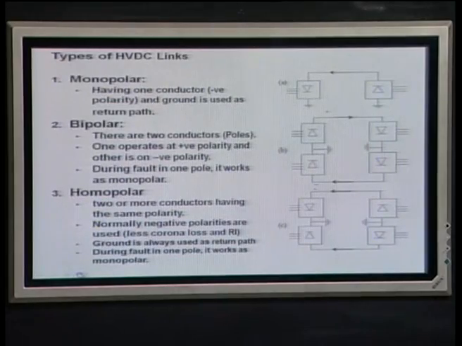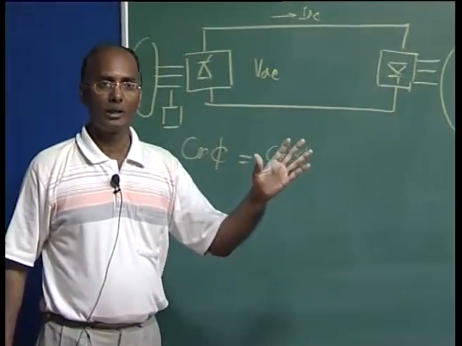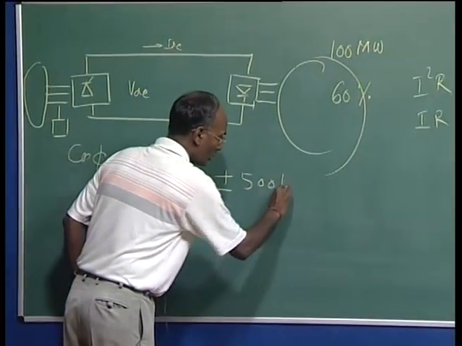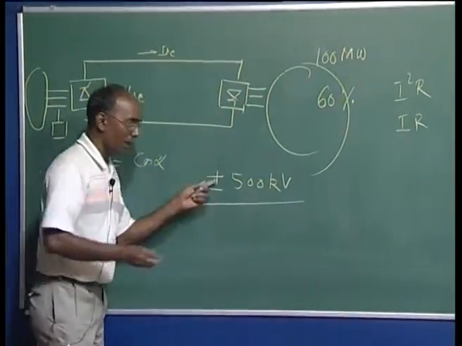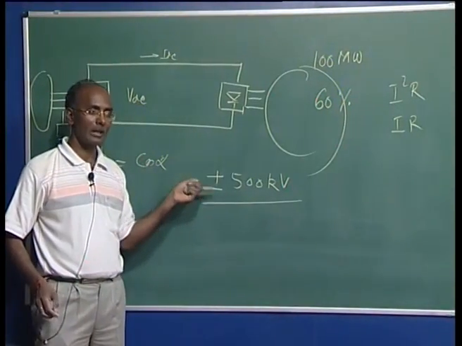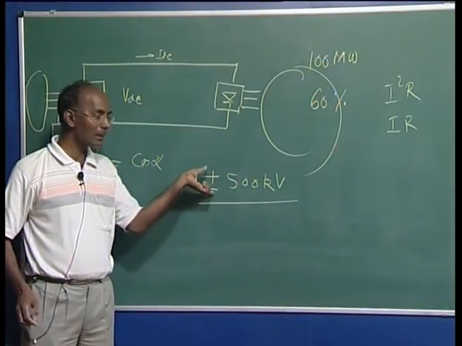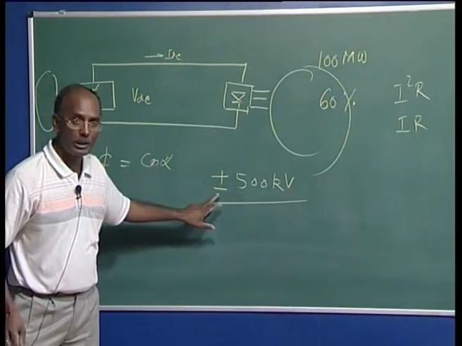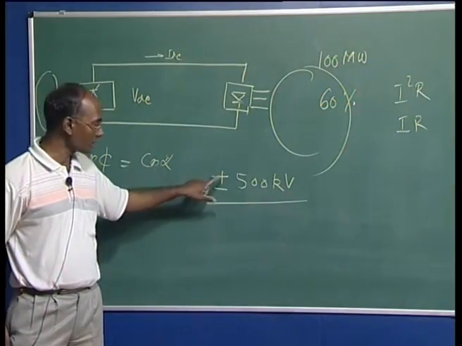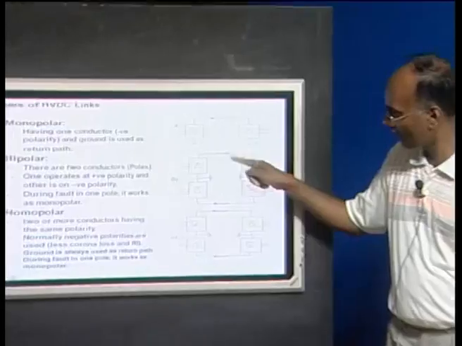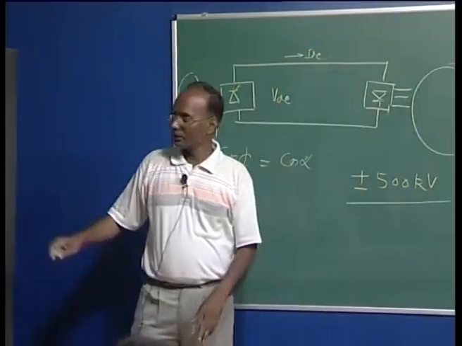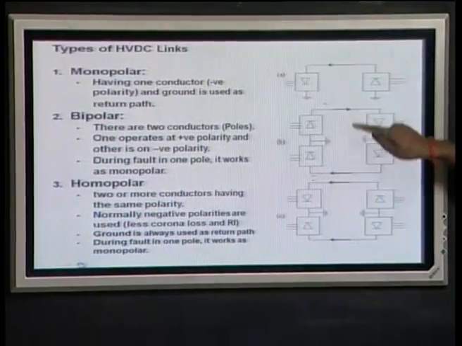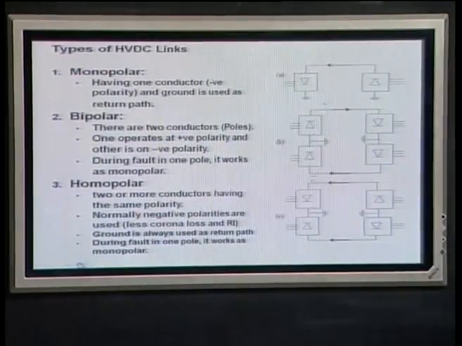Whatever we currently have from Rihand to Dadri is operating at plus minus 500 kilovolt, and the plus minus means one pole is operating at plus, another at negative. So this sign is normally used in HVDC links. This shows that you have a bipolar operation. This is plus 500, this is minus 500, meaning the voltage difference between these two is 1000 kilovolt.